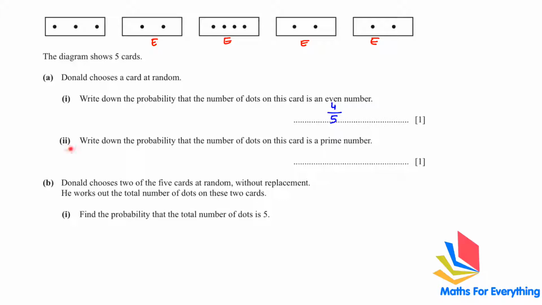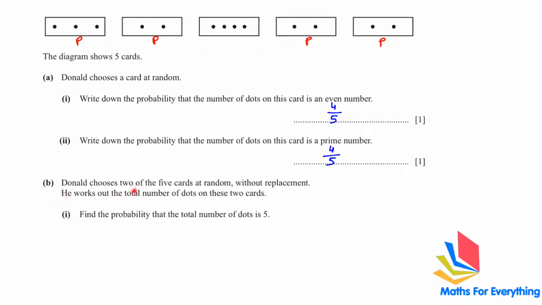Next, write down the probability that the number of dots on this card is a prime number. Prime numbers are numbers that are only in their times table or in 1. It means it is not divisible by any other number. So which are prime numbers? 3 is a prime number. 2 is a prime number. 2 is the only even prime number. 4 is not a prime number. So how many cards do we have? 4. And total 5.